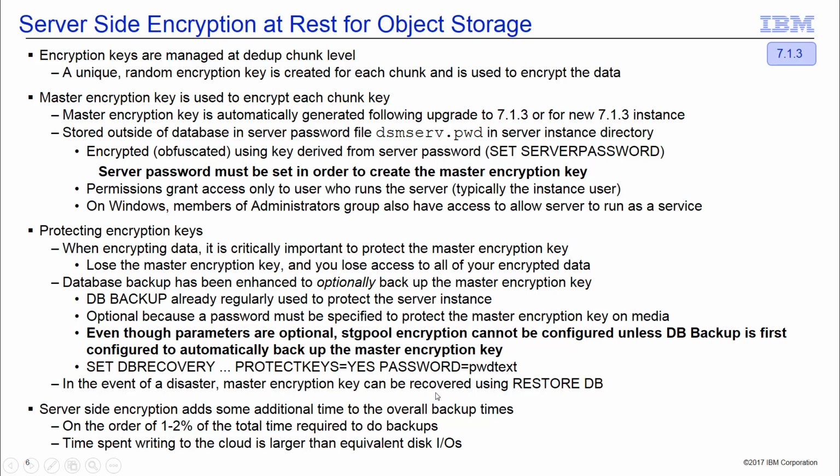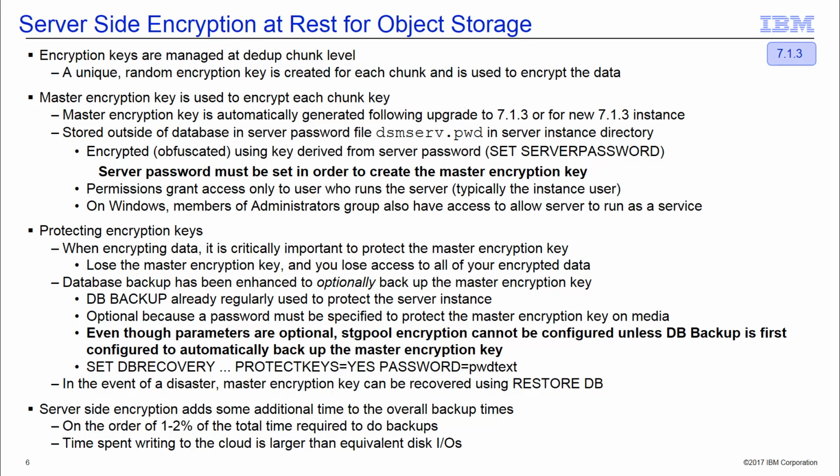Server-side encryption does add some additional time to the overall backup times. So you'll see about on the order of 1 to 2% of the total time required to do the backups. The backups are being deduplicated and optionally compressed and encrypted and staged on a directory container storage pool. Once the network has bandwidth, we start pushing that data out to the cloud. So actually, the amount of extra time it takes to do the encryption is still going to be less than the amount of time it usually takes for the network to have enough bandwidth to write to the cloud.